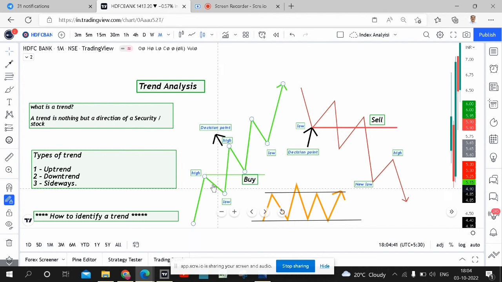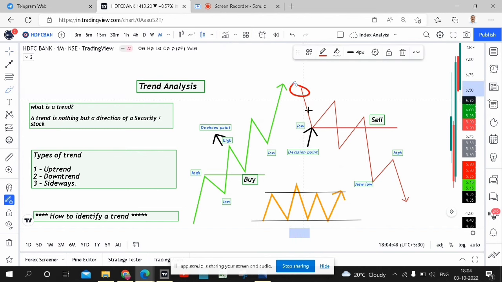This is for uptrend, and now how to identify a downtrend. This is the highest point. Okay, and it came down. This is low, and it went up for a pullback.